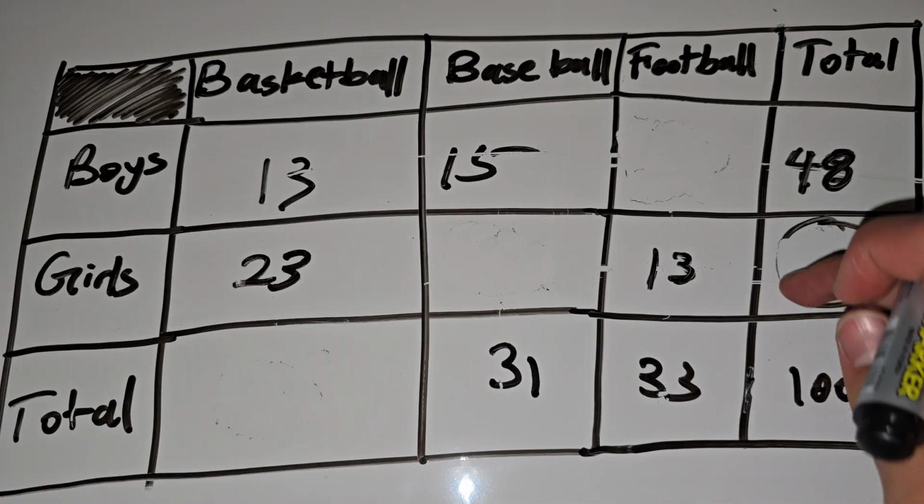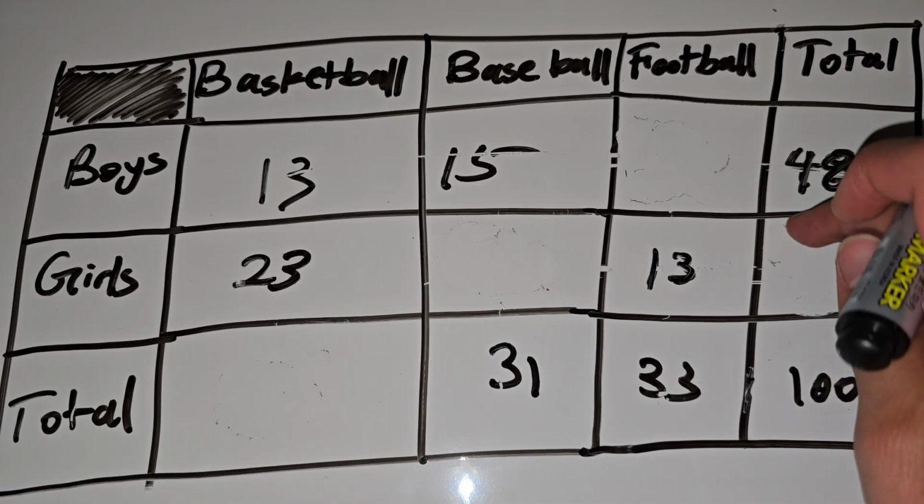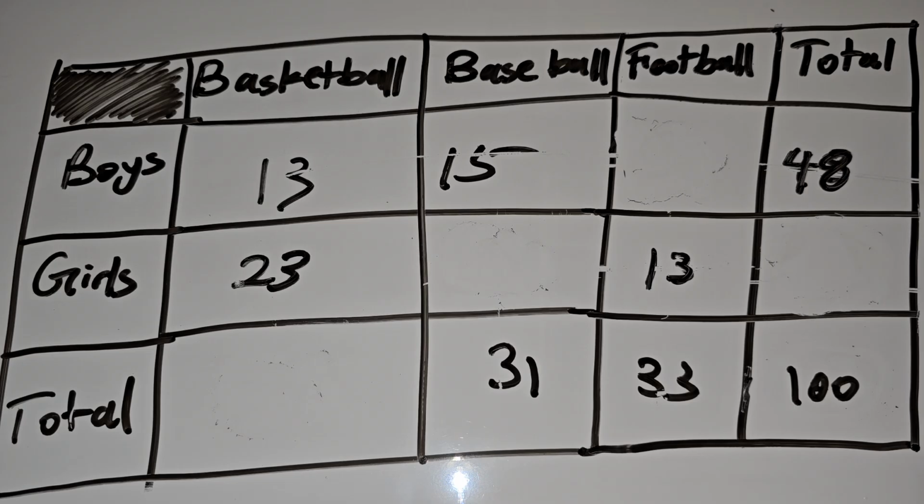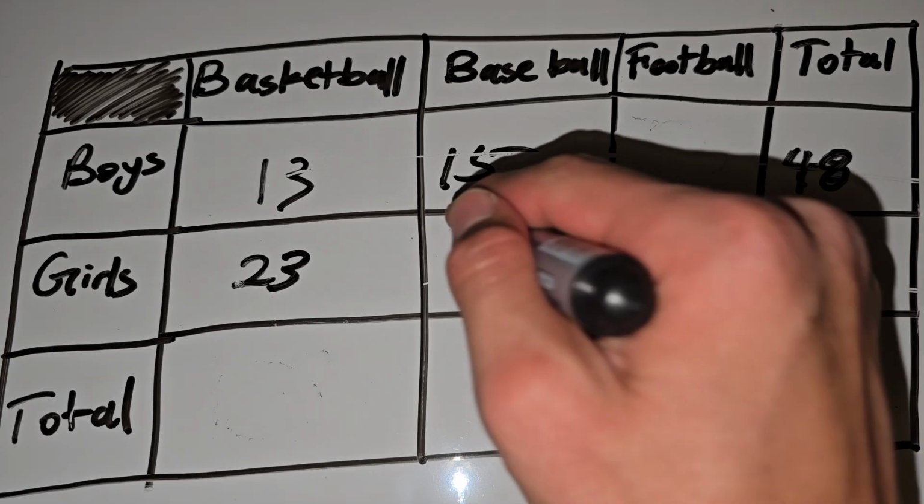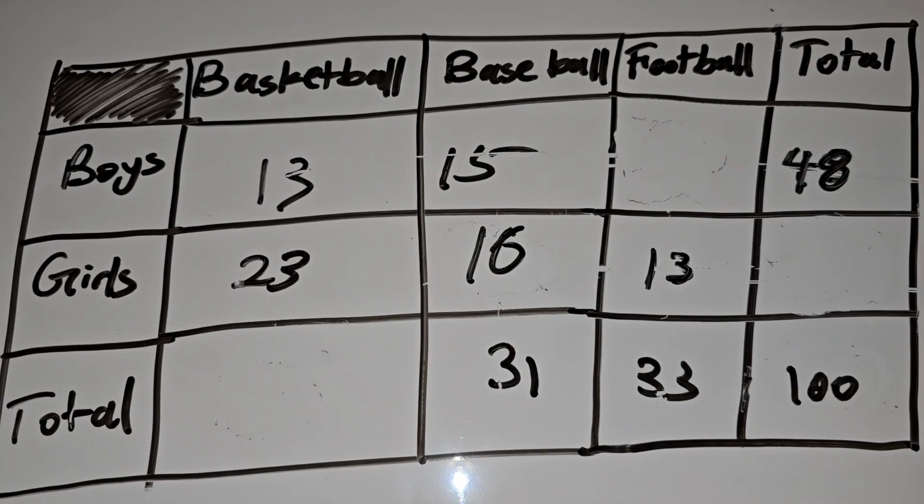31 minus 15 is what? So what would x be? In this case, this is x. So it would be 31 minus 15, that would be 16. So there are 16 girls that prefer baseball. And in football, same thing.